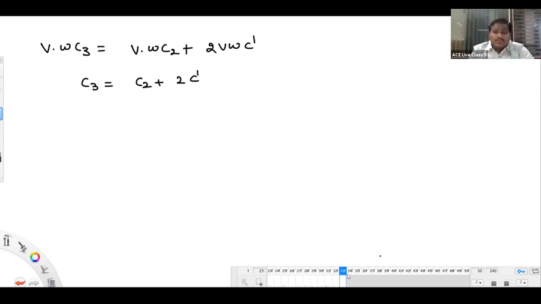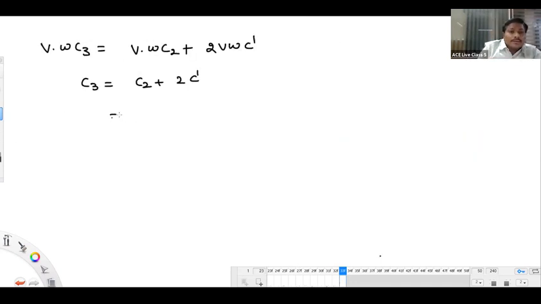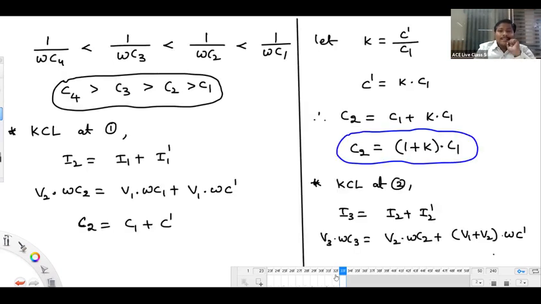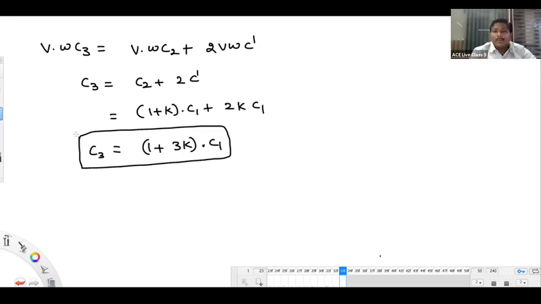What is C2? C2 is 1 plus K into C1. Two times C dash, and C dash is K into C1, so it is 2K C1. And what do you get finally? 1 plus 3K times C1. This is the capacitance. Capacitance C3 will come to be 1 plus 3K into C1.